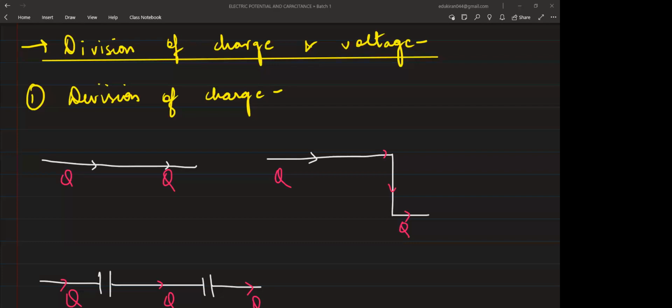So I was saying there's a difference between the division of charges and division of voltage. A wire doesn't change the amount of charge. Charges divide due to branching. Now see, this is a straight wire, so charges will pass directly. When the wire is bent, charges will also move in the direction the wire has been bent.